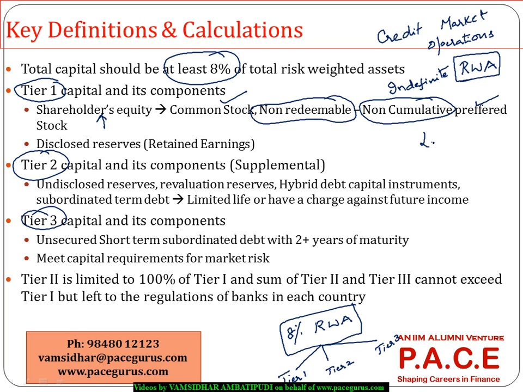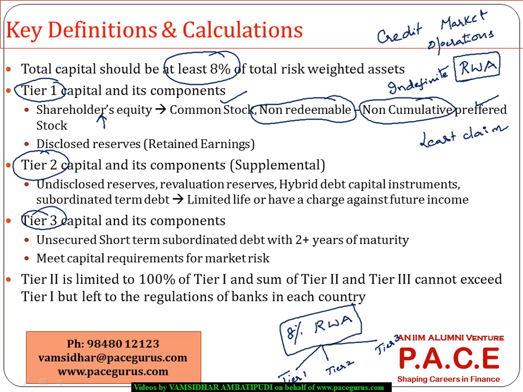So non-redeemable, non-cumulative preference stock and common stock, which have the least claim against the assets of the firm in case of liquidation, all go as a part of the shareholders' equity. And then we also talk about disclosed retained earnings. From a bank's standpoint, whichever retained earnings are present in the retained earnings section of their balance sheet, we treat as disclosed retained earnings.